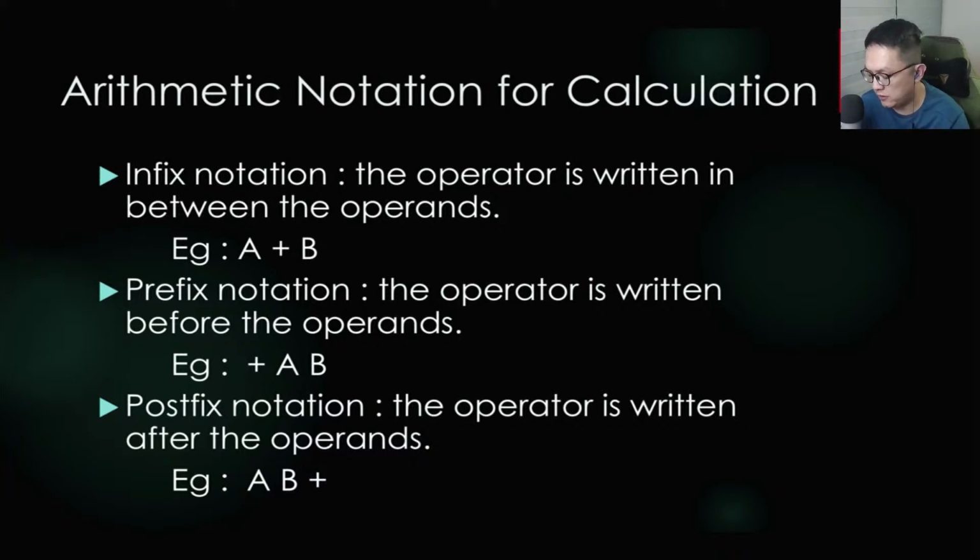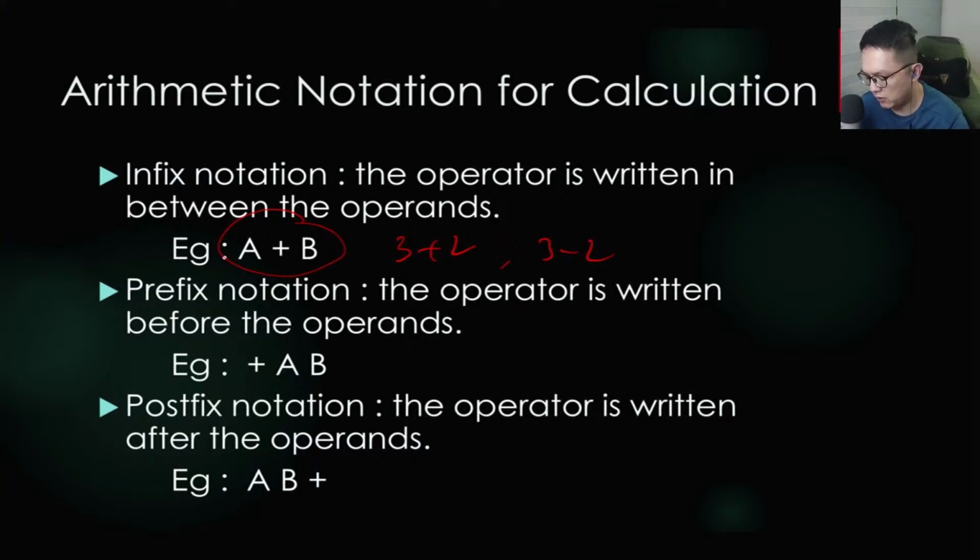The first one is the one that we've been using for the longest time. We write the operator between the operands. For example, we say a plus b. Let's say you have 3 plus 2, or something like 3 minus 2. That's fine.